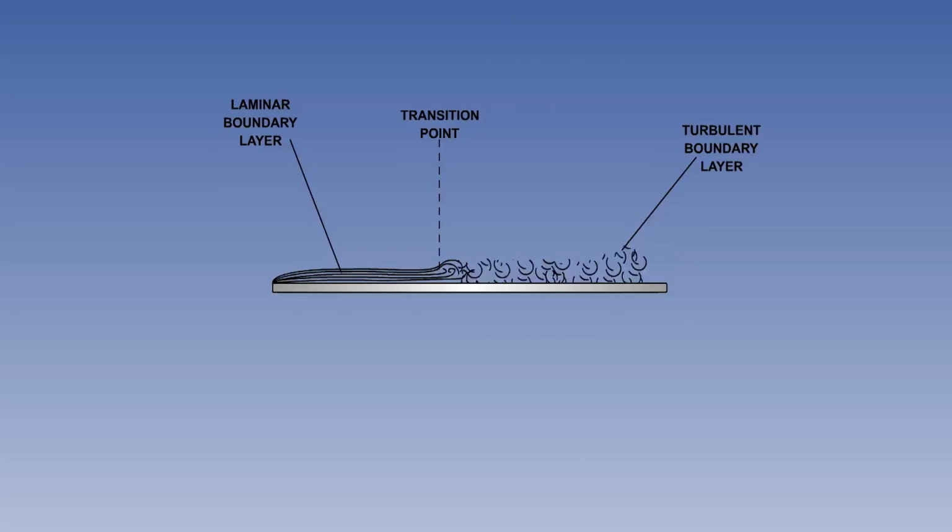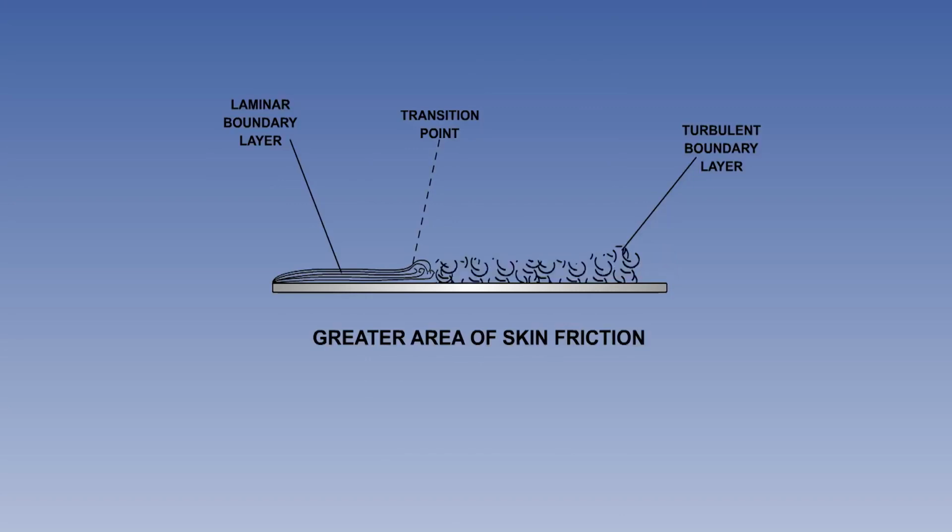The increased rate of change of velocity at the surface in turbulent flow will give more skin friction than laminar flow. A turbulent boundary layer also has more kinetic energy than a laminar layer, and is more resistant to separation. A forward movement of the transition point will increase skin friction because of the greater area of turbulent flow. There are two factors that can affect the position of the transition point.